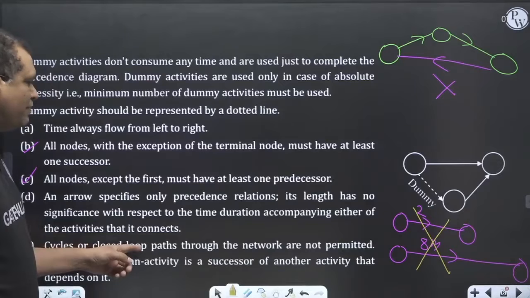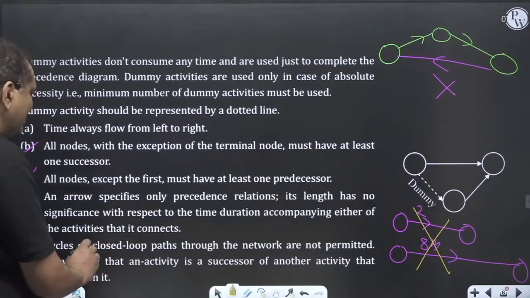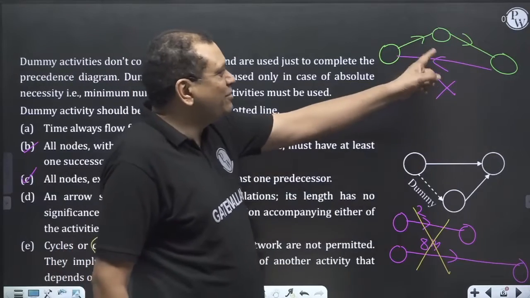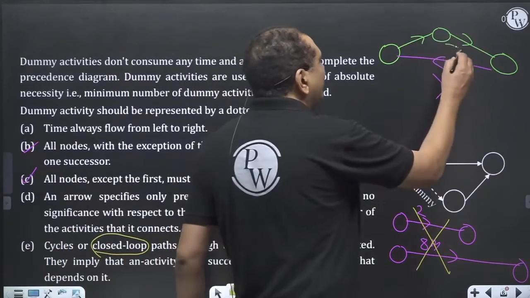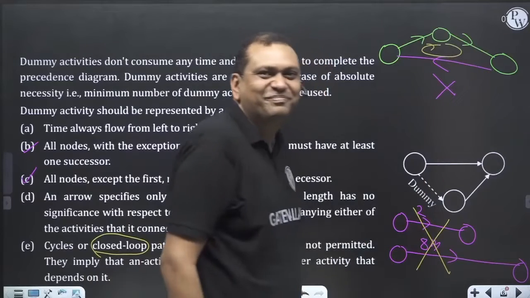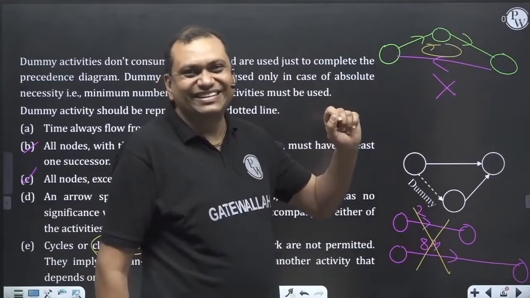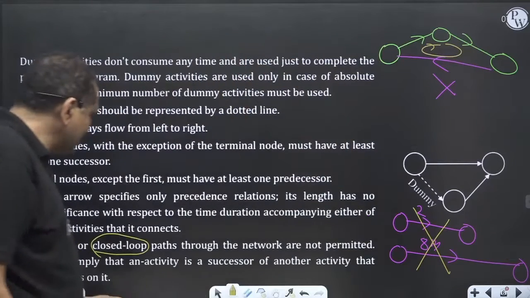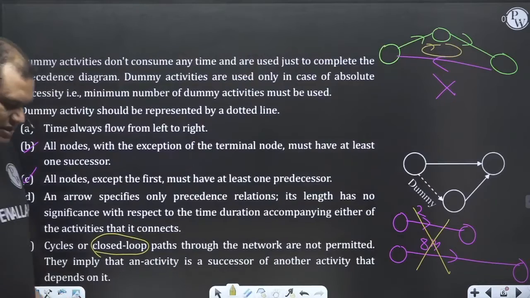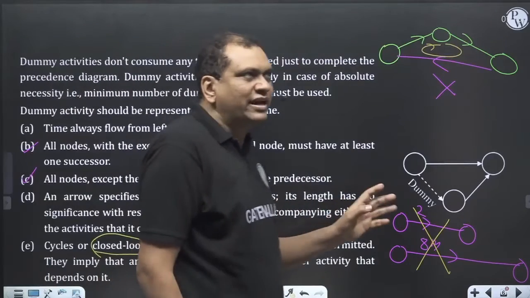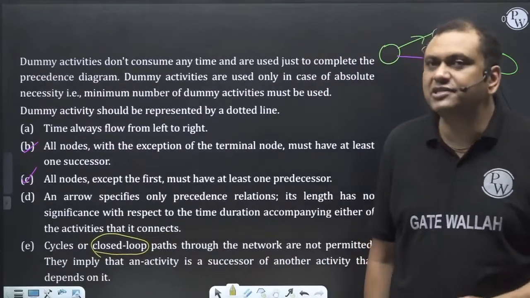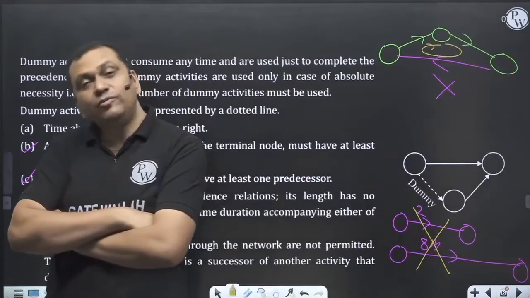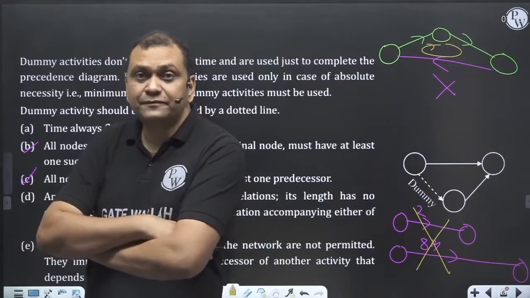Cycle or closed loop paths through the network are not permitted. This will form a closed loop, see? These things are not allowed. So time cannot flow from right to left. Anyway, these are some of the important rules that we have to follow in constructing the precedence diagram. Based on these rules, you may find questions in objective.